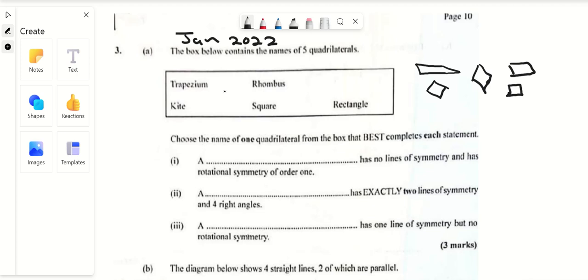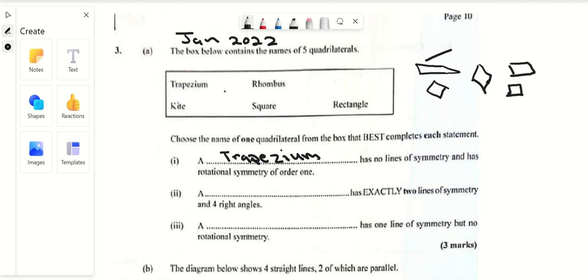Choose the name of one quadrilateral from the boxes that best describes each statement. A. Something has no lines of symmetry and has a rotational symmetry of order 1. Now, if we look at any of these, the only one that does not have a line of symmetry is this first one, which is a trapezium. T-R-A-P-E-Z-I-U-M.